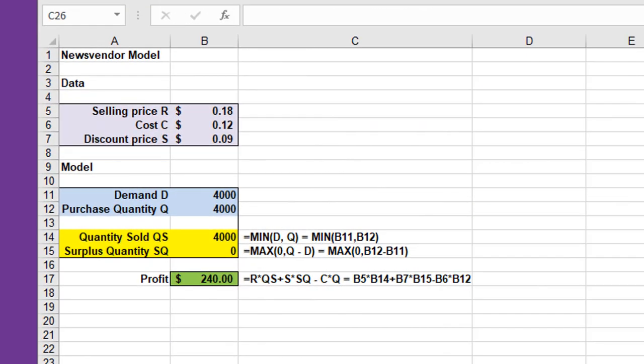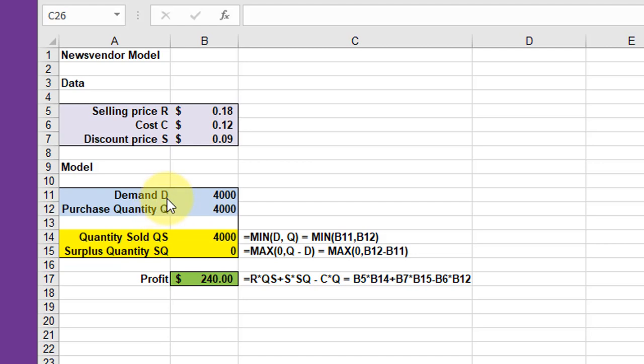This is one way to build the model in Excel. The way I've set it up here, I put my data up on top, and these are the values that were given in the problem statement usually. In this case, we're given that the price of each newspaper is 18 cents, the cost of each newspaper is 12 cents, and the discount price, the price that he can sell them for if they're out of date, is 9 cents. And those are all established by the publisher. The model is down here.